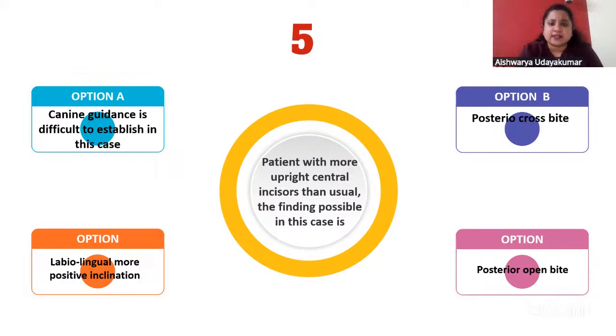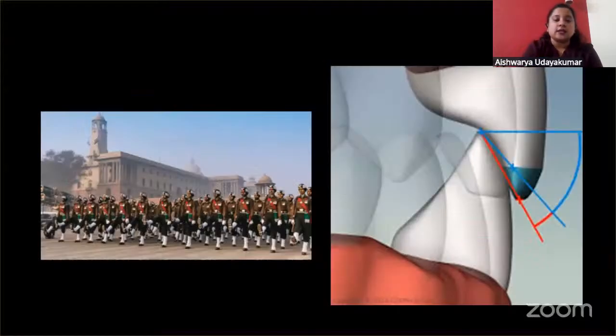Posterior crossbite can happen, which is definitely a rare condition. Labiolingual more positive inclinations, again, the chances are less, and posterior open bite is not something that comes with an anterior guidance. Here, the question correctly tells you that it is more upright than usual. When you see that here, I have given it's straight like a parade.